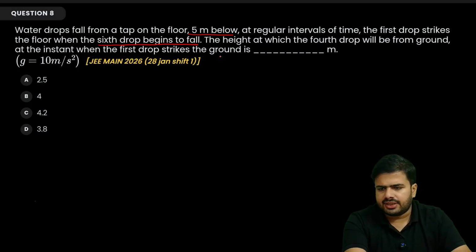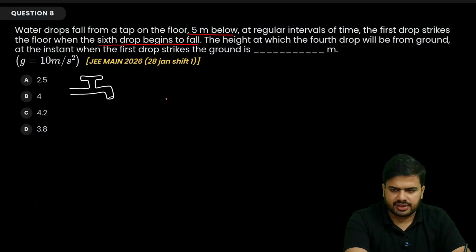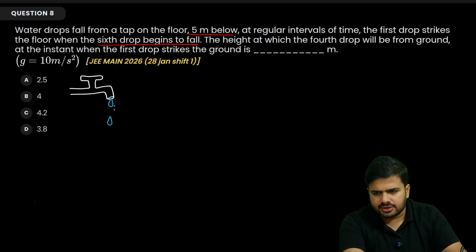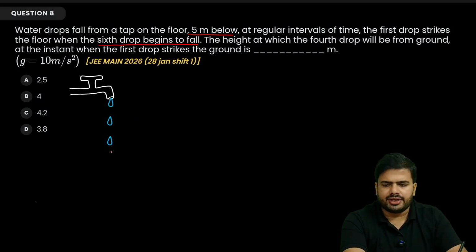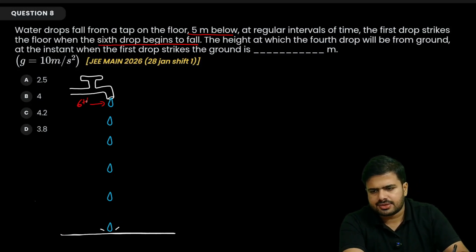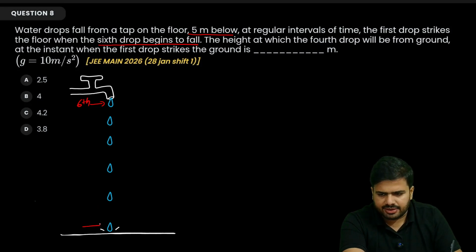Okay, so if you analyze the situation here, here is the tap and here's the first drop, then the second drop comes, the first drop is going down, the third drop is coming out and the first drop is going down like this. If we continue, here you can see the first drop has now struck the ground and the sixth drop is coming out. This is the sixth drop. When it comes out, at the same instant, the first drop is striking the ground.